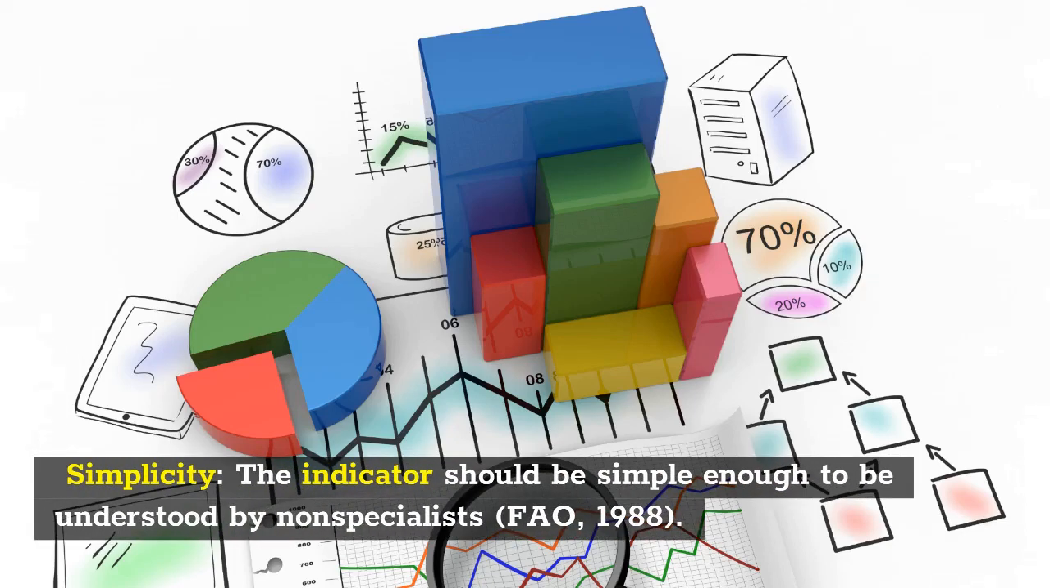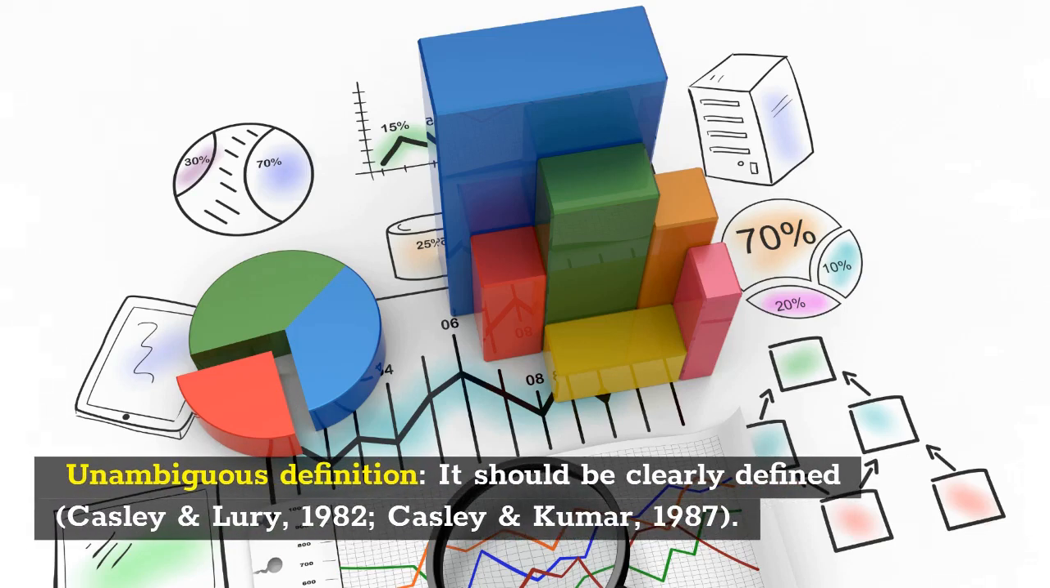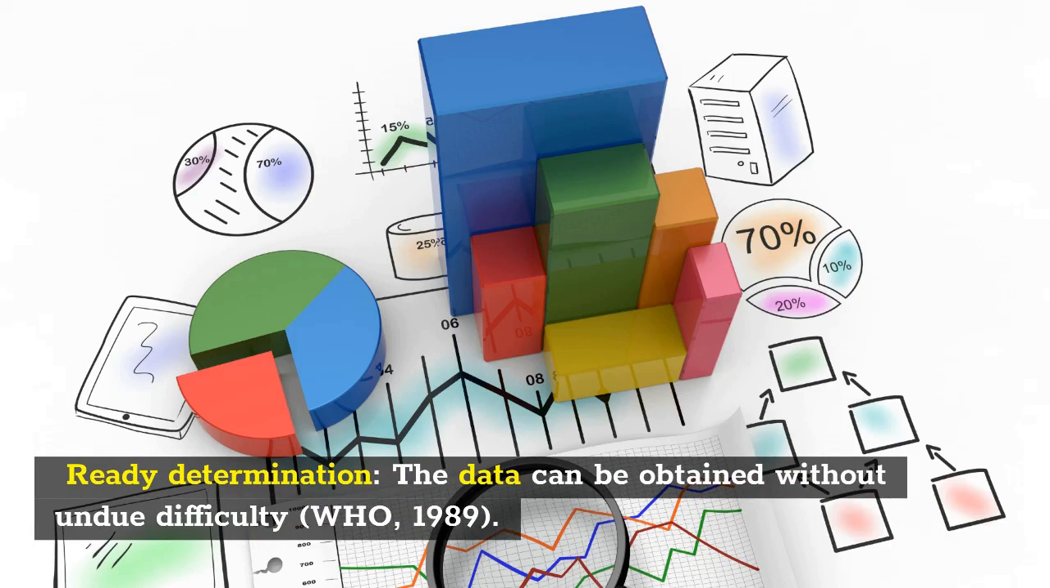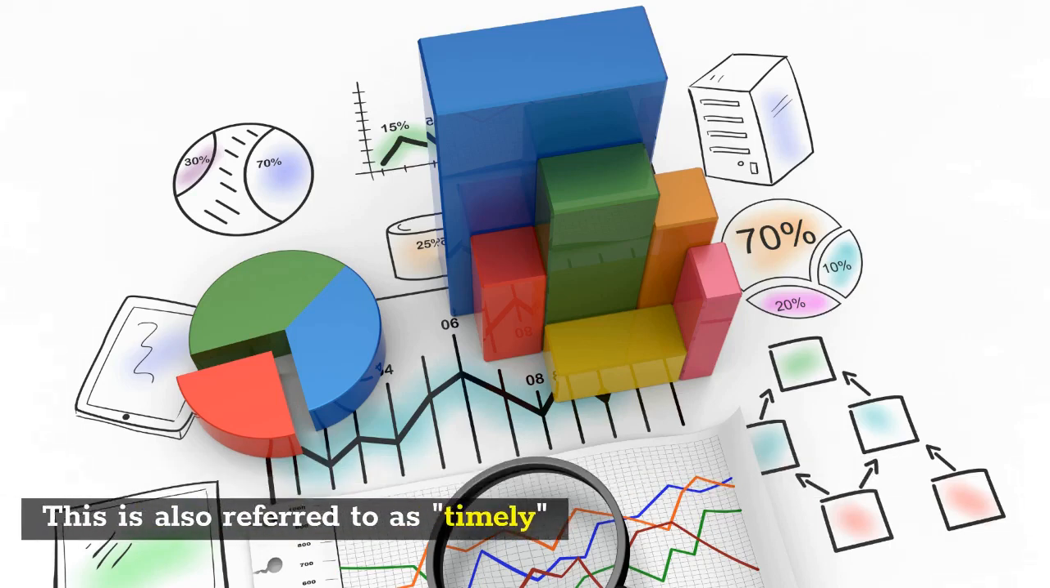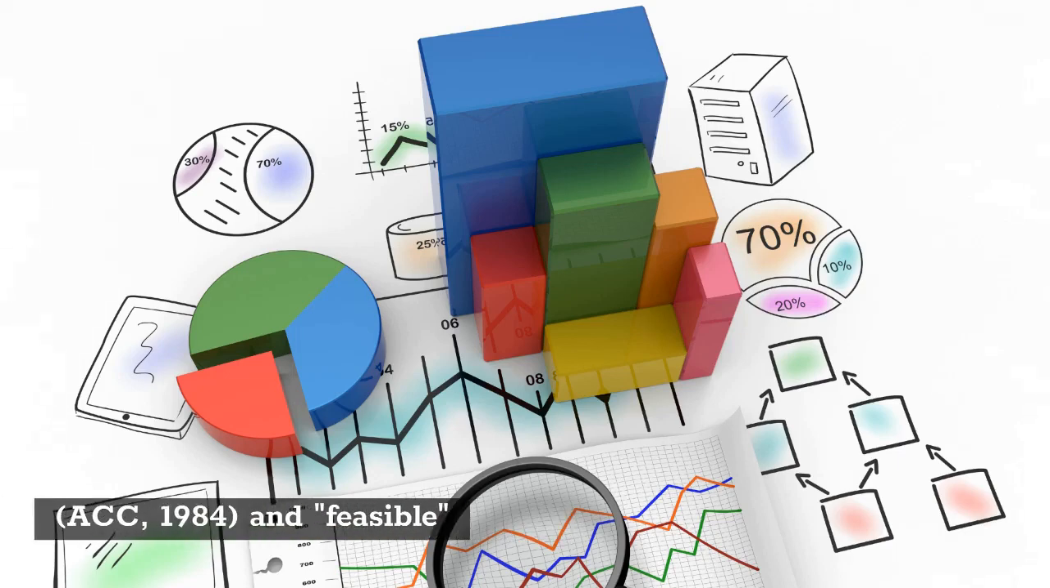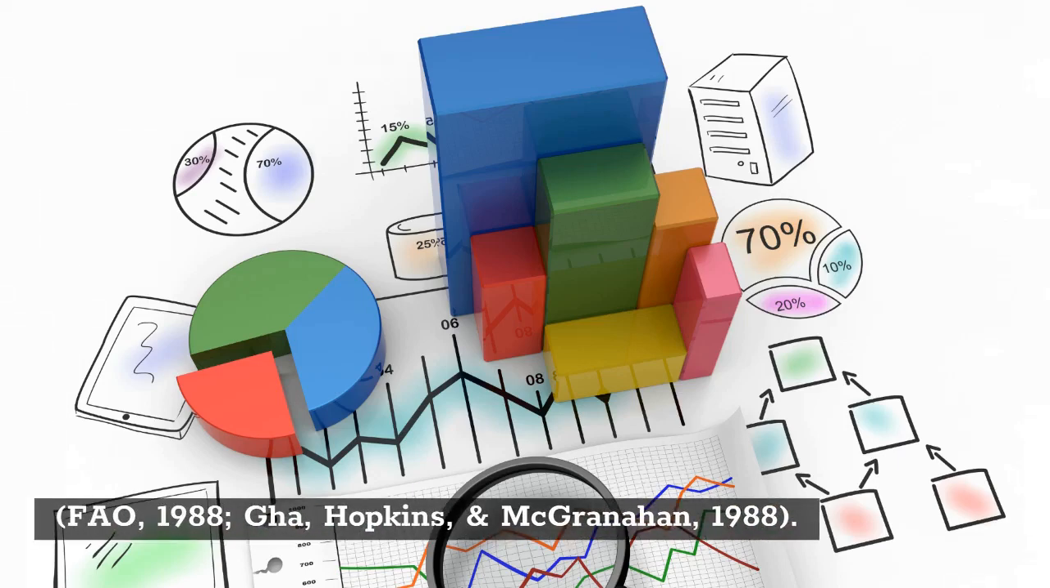Simplicity: the indicator should be simple enough to be understood by non-specialists, FAO, 1988. Unambiguous definition: it should be clearly defined, Castley and Lurie, 1982, Castley and Kumar, 1987. Ready determination: the data can be obtained without undue difficulty, WHO, 1989. This is also referred to as timely, ACC, 1984, feasible, FAO, 1988, Ga, Hopkins, and McGranahan, 1988.